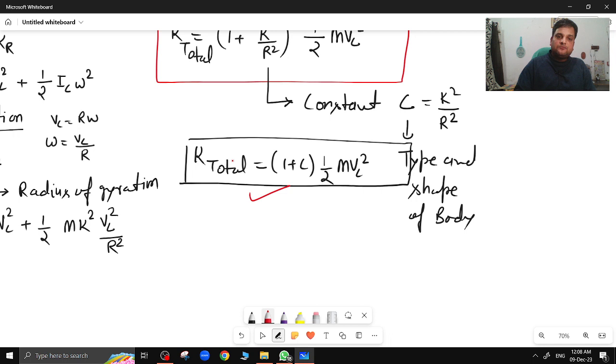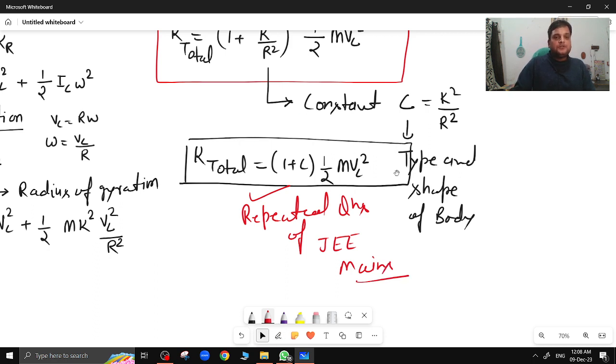On the basis of this formula, we will try to solve some repeated questions of exams. Okay, class. Then wait for the questions on this formula.